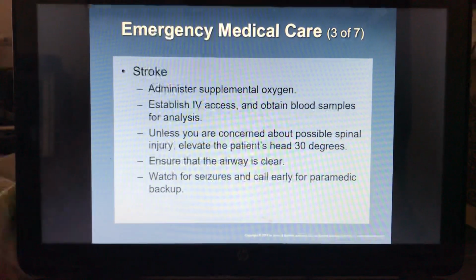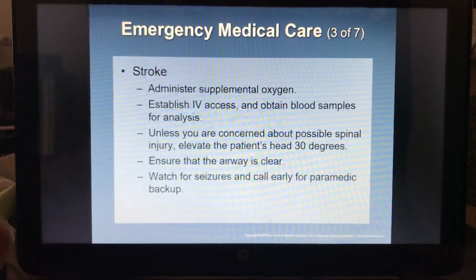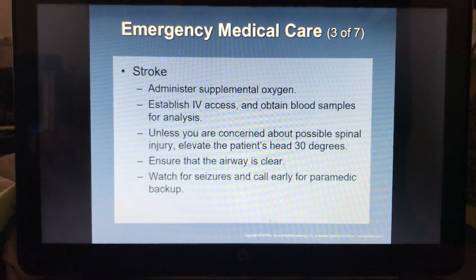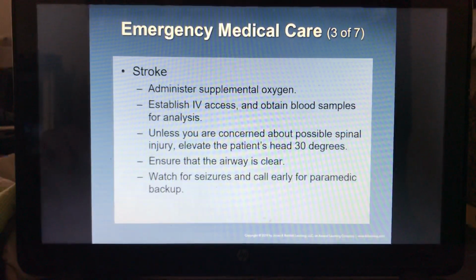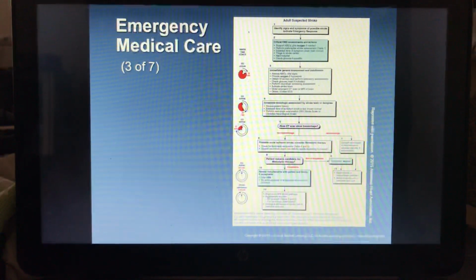Stroke: oxygen, rapid transport, get IV access. Keep the patient semi-Fowler's at least, in case they do vomit, so they don't aspirate, because again, they may not be able to control swallowing. So they may vomit and can't swallow it back, or they'll vomit and then it'll start going down the windpipe, the trachea, and they'll aspirate it. It's bad stuff. That is an American Heart Association stroke care guide. I'll let you look at that at your own leisure.